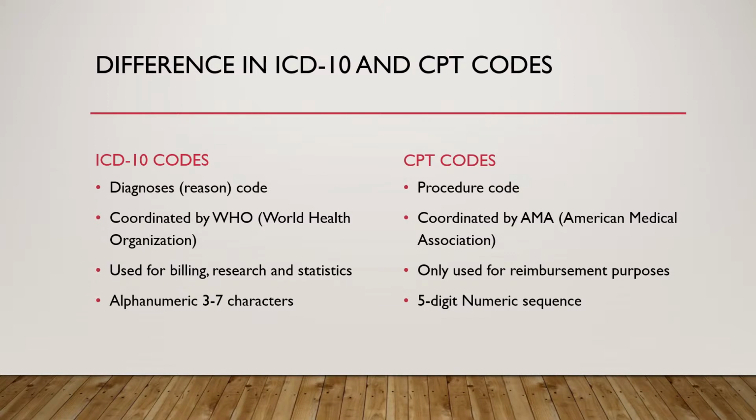The differences in ICD-10 and CPT codes. ICD-10 codes are used for diagnoses, the reasons, coordinated by the WHO, used for billing, research, and statistical purposes, and are alphanumeric, 3 to 7 characters long. CPT codes are used for procedures only, coordinated by the AMA, only used for reimbursement purposes, and are 5-digit numeric sequences.